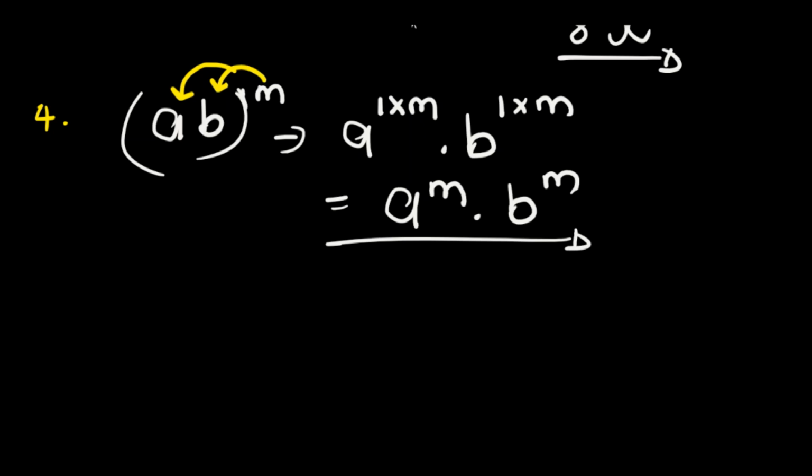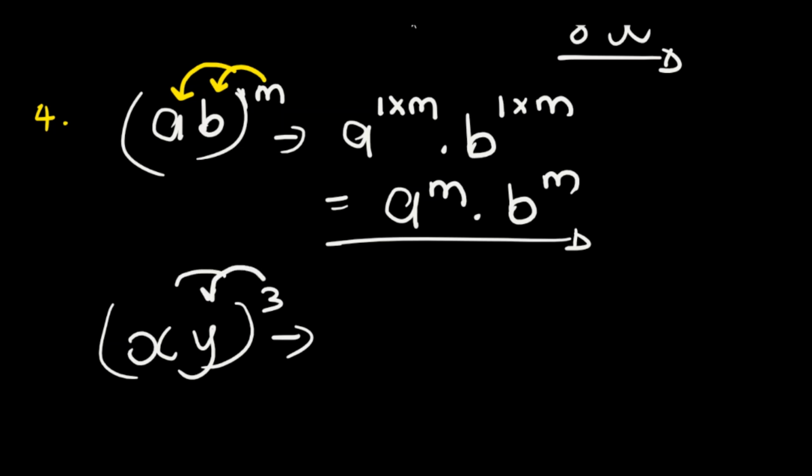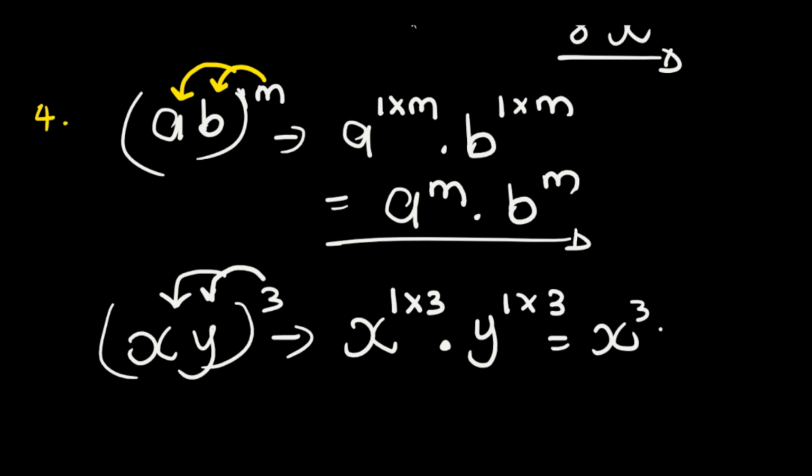As I said, let me just use two variables. Let's say you have (xy) all to the power of 3. So what's going to happen is this 3 will multiply any power that it finds here. So x has the power 1, but it's going to multiply with 3, multiplied by y has the power of 1, which is going to multiply with 3. So we'll have x to the power of 3, y to the power of 3. So that is the solution for this problem here.